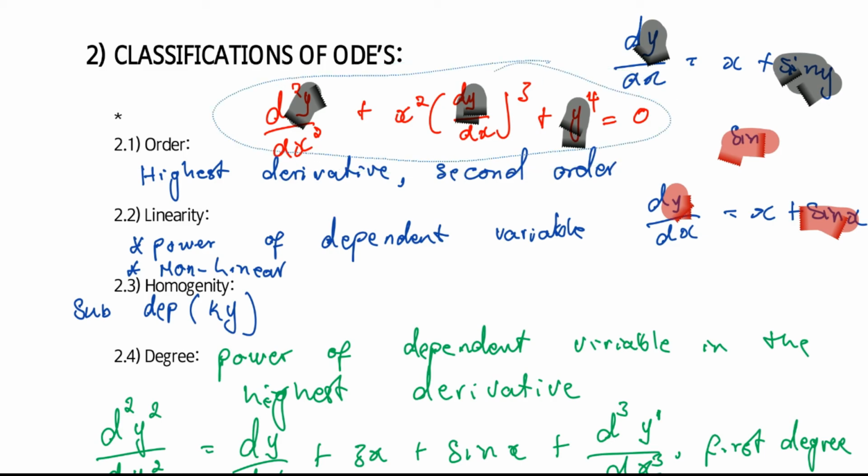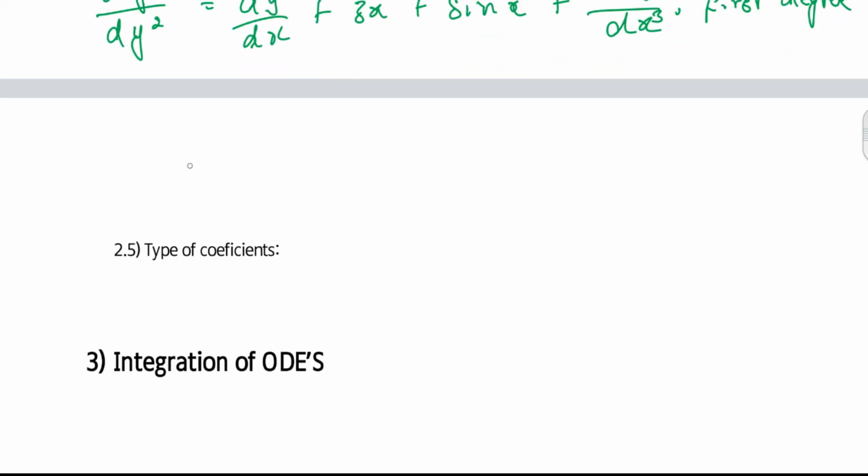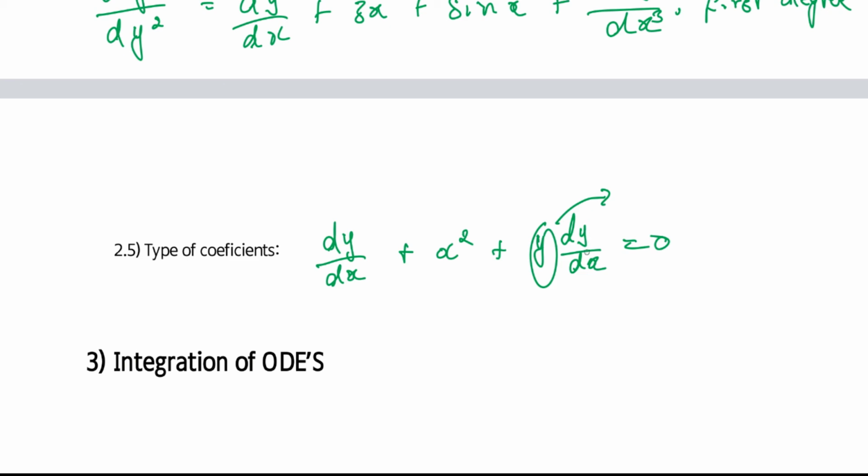In this one, we have variable coefficients. Actually, classifying according to the coefficients is the easiest step, because if you have dy over dx plus x squared plus y dy over dx is equal to 0, we say this is a variable coefficient. You see that this derivative is multiplied by y, so therefore we are saying it's a variable coefficient.